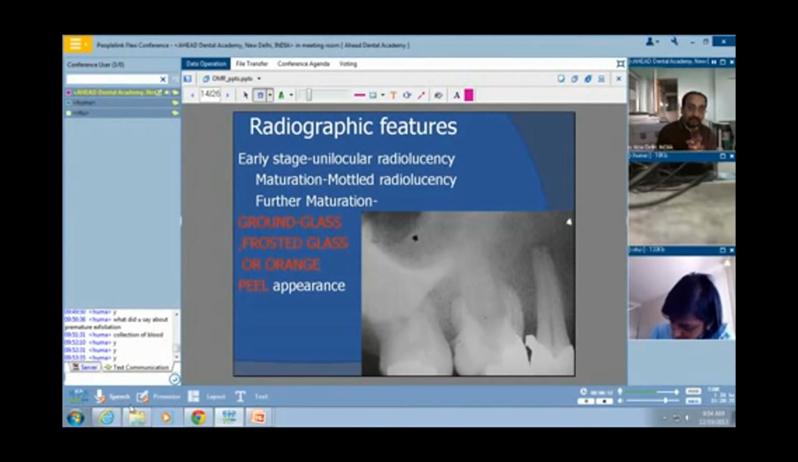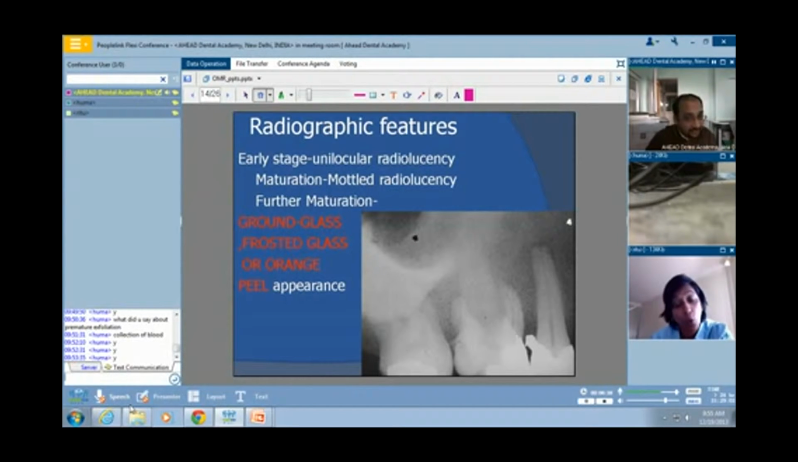Now, fibrous dysplasia is divided into 3 stages. The first stage is complete radiolucency. The second stage is an intermediate stage. And the last stage is it starts becoming fully radiopaque. The first stage is completely radiolucent, the second stage is intermediate, and the last stage is a completely radiopaque appearance.